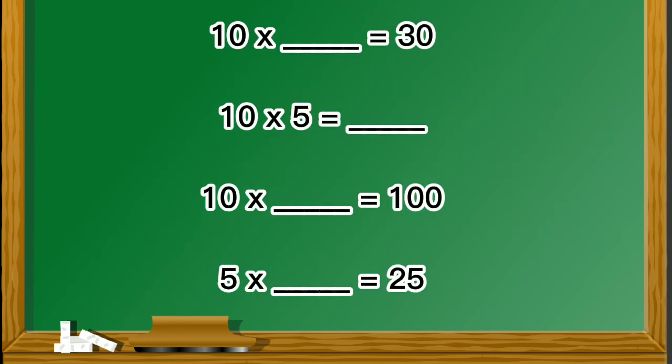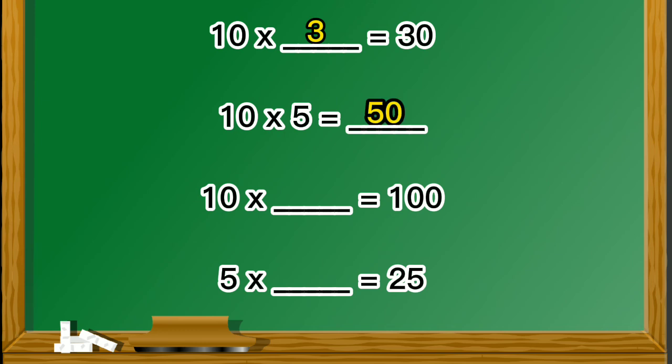Now that you have done well in all our activities, I think it's time for you to complete the following multiplication of numbers. Number 1, 10 times blank is equal to 30. What number should we put in the blank so that we can get the product 30? If your answer is 3, very good, you got the correct answer. Number 2, 10 times 5 is equal to blank. What is your answer? The correct answer would be, very good, 50.